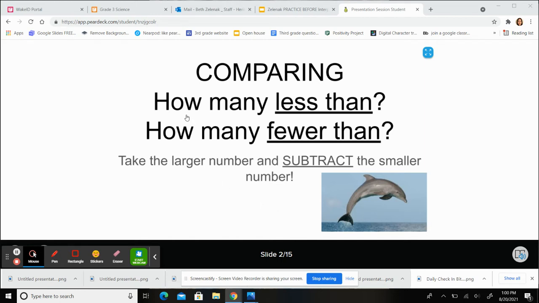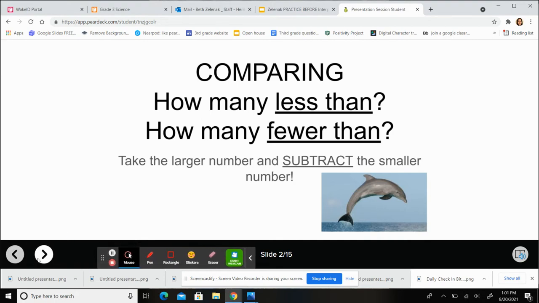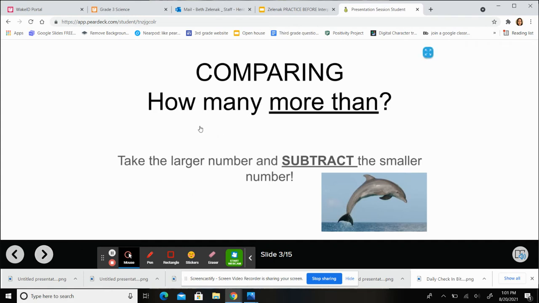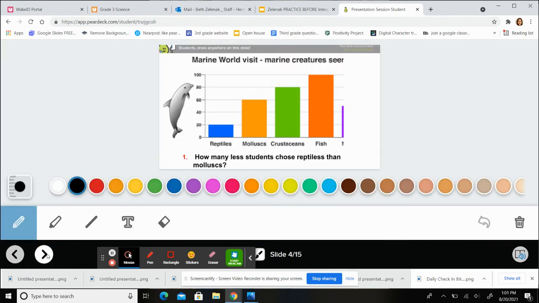So when you're looking at a question that says how many less or how many fewer, make sure you subtract. When we go to the next slide, if it says how many more than in the problem and all of the data is there, you still need to subtract. Make sure you stack your numbers and the largest number goes on top before you subtract.